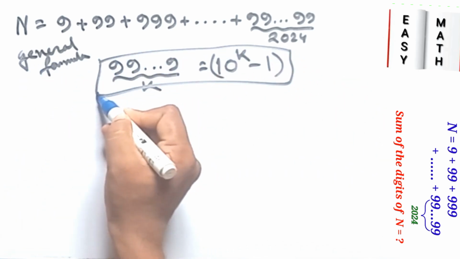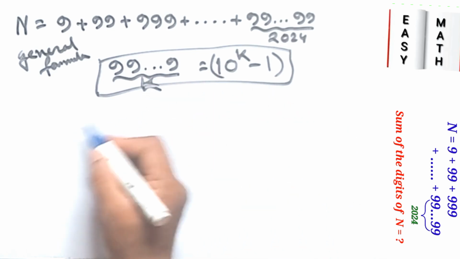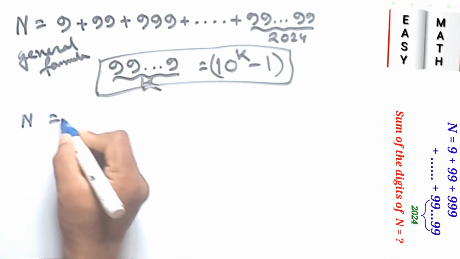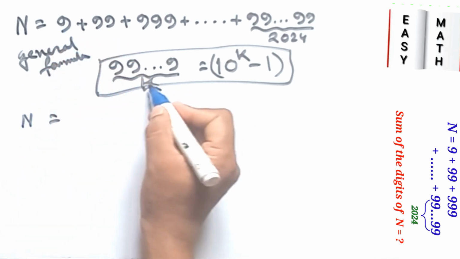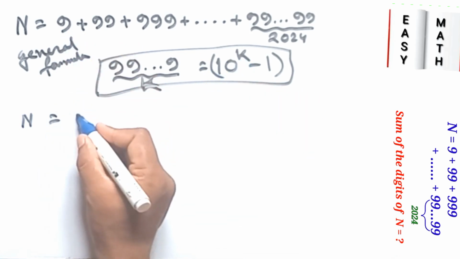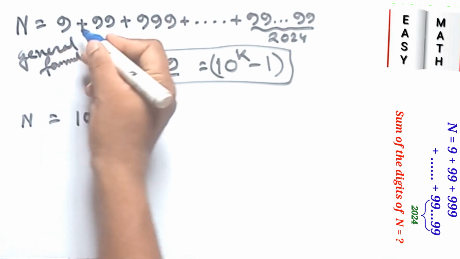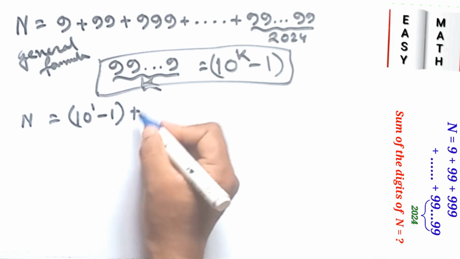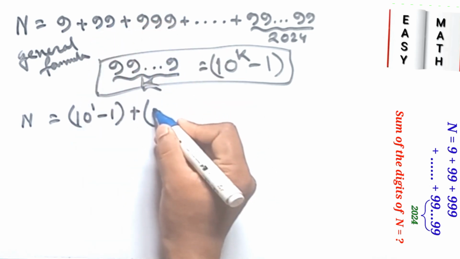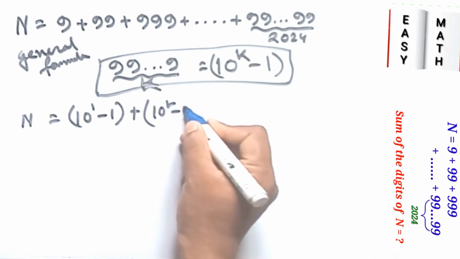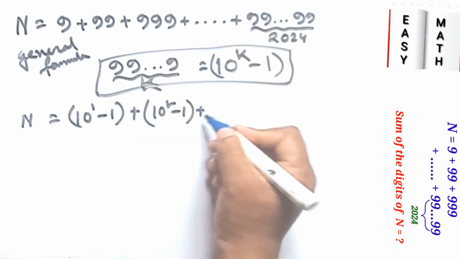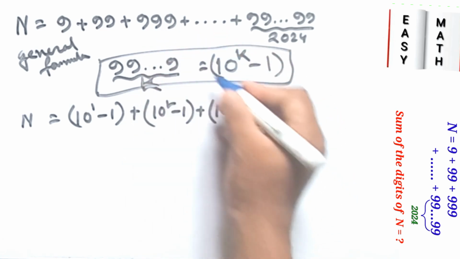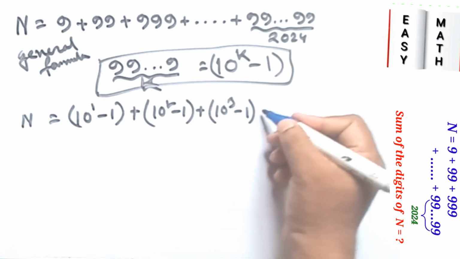You can write this. So n is equal to 9. When k is 1, we can write 10 to the power 1 minus 1. For 2 digits, this is 10 squared minus 1. And for 3 digits, this is 10 cubed minus 1.